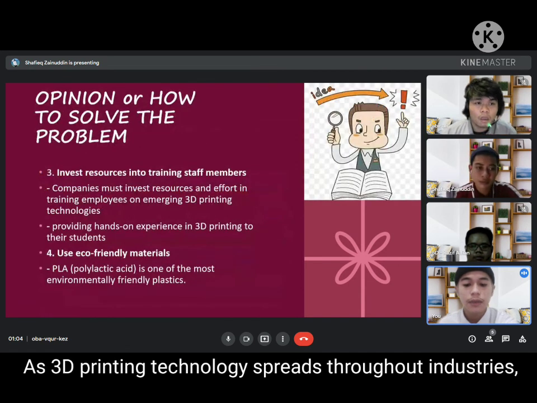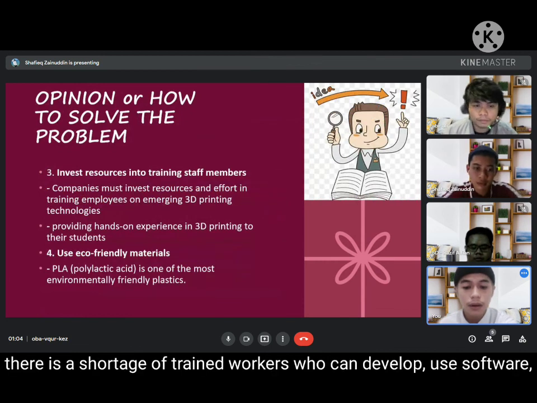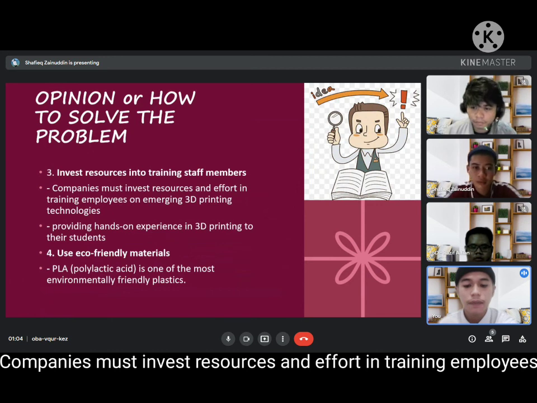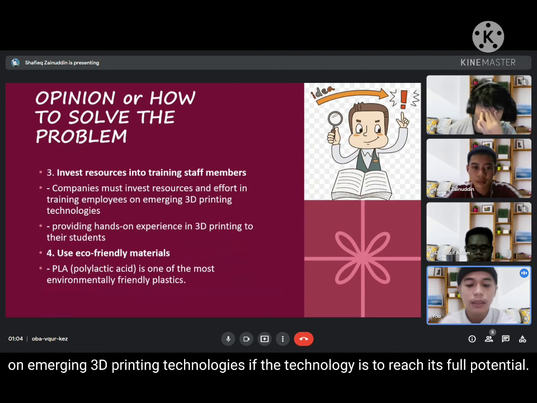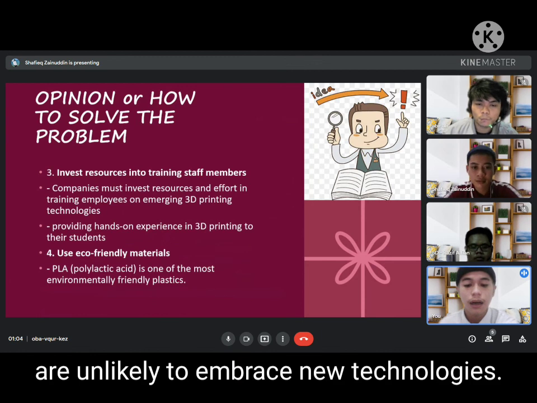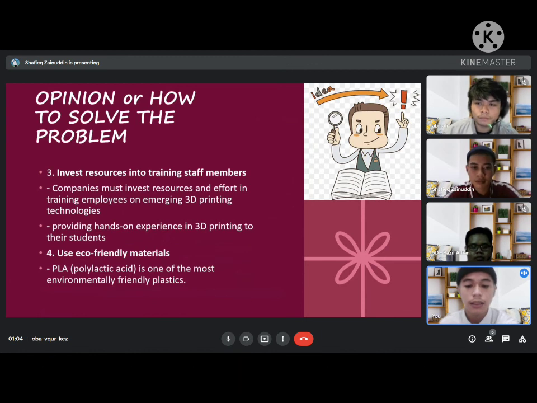The third option is to invest resources into training staff members. As 3D printing technology spreads throughout the industry, there is a shortage of trained workers who can develop, use software, computer-aided design, and operate 3D printers. Companies must invest resources and effort in training employees on emerging 3D printing technology if the technology is to reach its full potential. This could be difficult because many seasoned engineers and companies are unlikely to embrace new technologies.